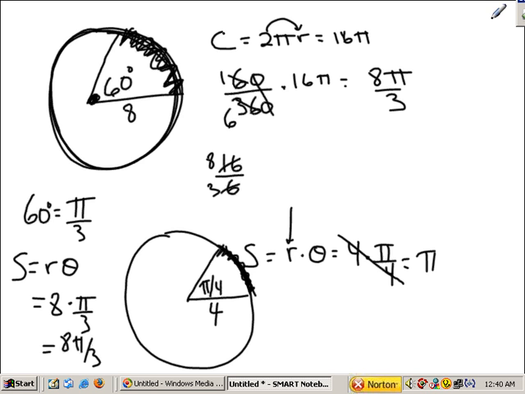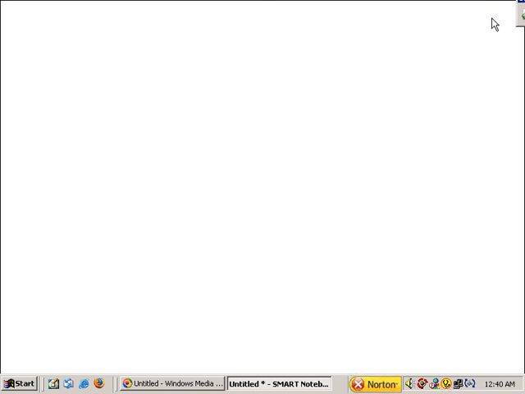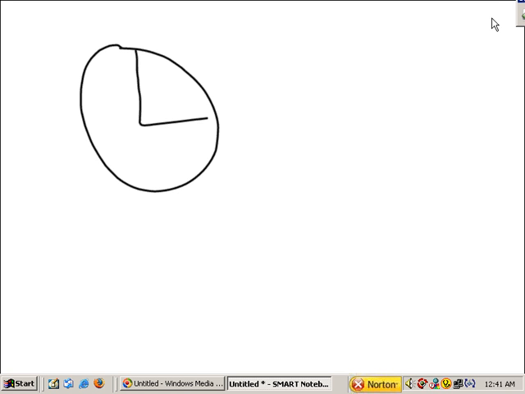Okay, let's do that once again. If you have it in degrees, you can still do it. You just take the correct portion of the whole circumference. For example, if you have 90 degrees, and somebody asks you how long that is, and they tell you their radius is 16 centimeters, for example.